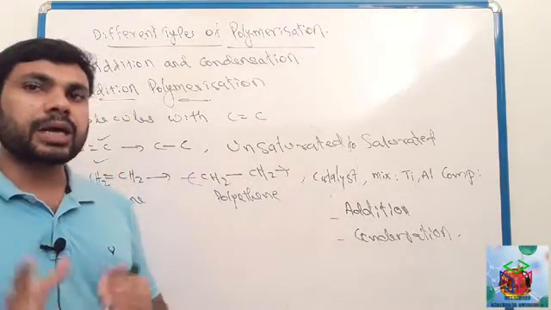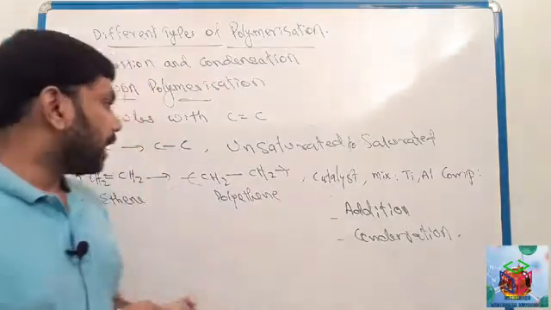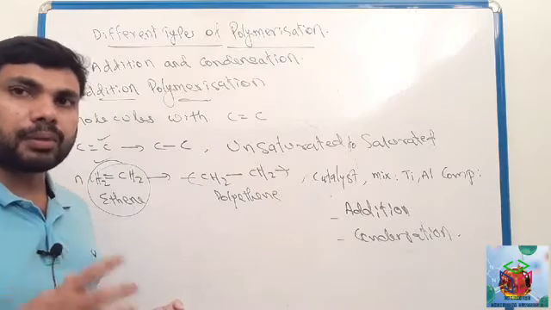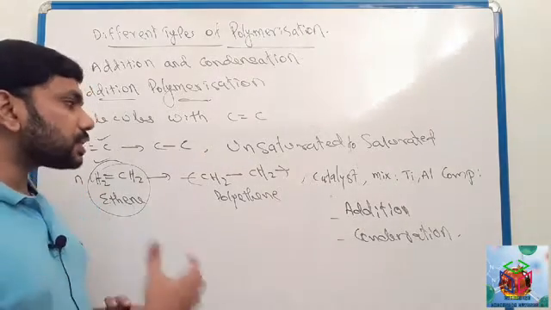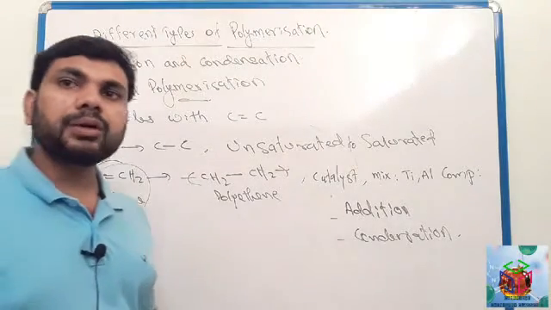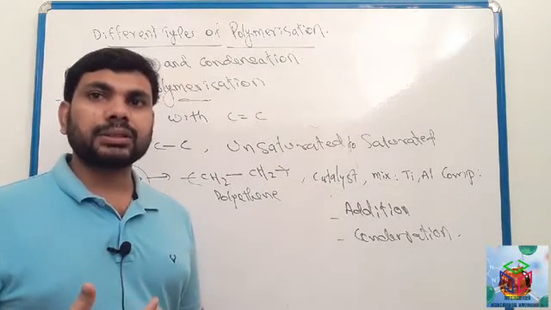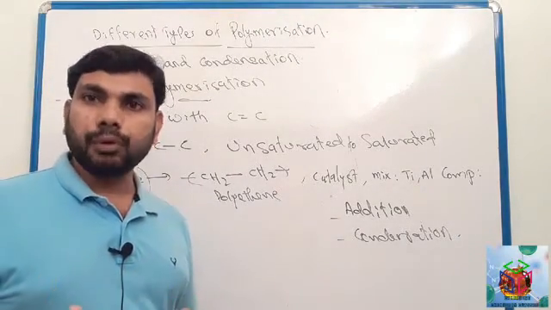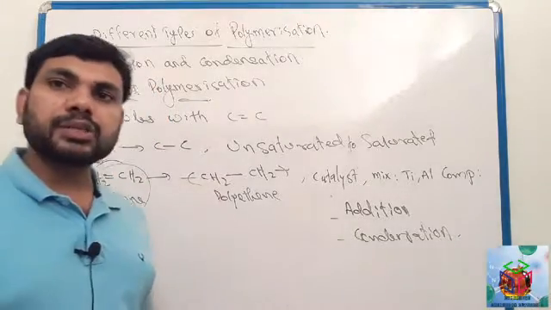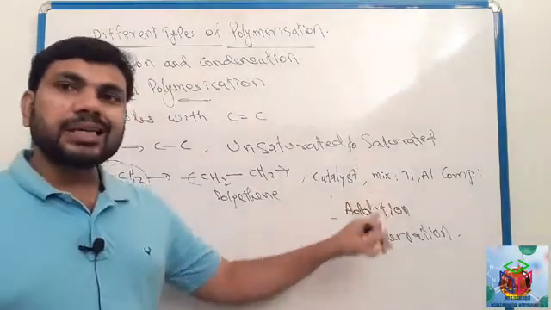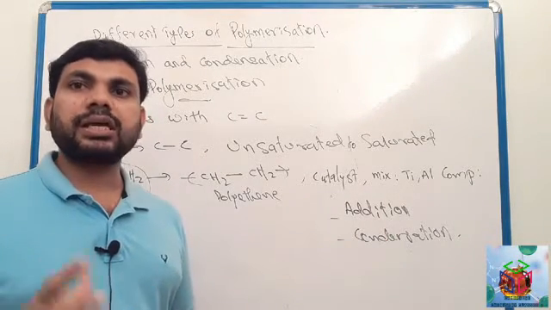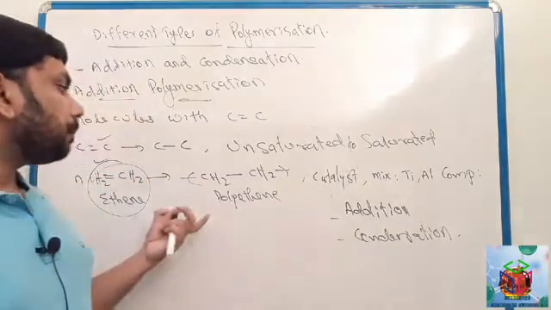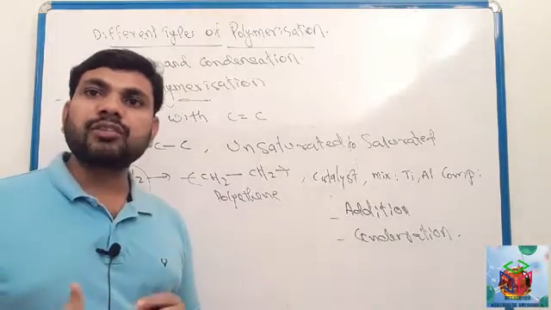During addition polymerization, an unsaturated compound changes to a saturated compound. An unsaturated compound which contains a carbon double bond turns to a saturated compound. Saturated compound means a compound which contains carbon single bonds. Clear? So this is the best example for addition polymerization. Ethene changes to polythene. This chemical reaction takes place in the presence of a catalyst, a mixture of titanium and aluminum compounds. This mixture acts as catalyst during formation of polythene.